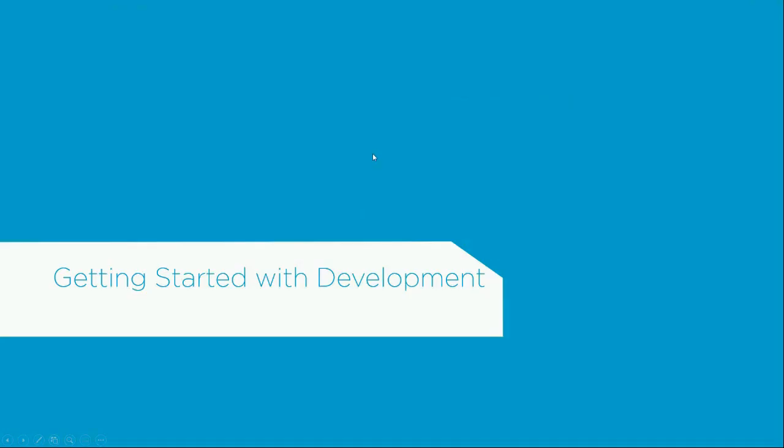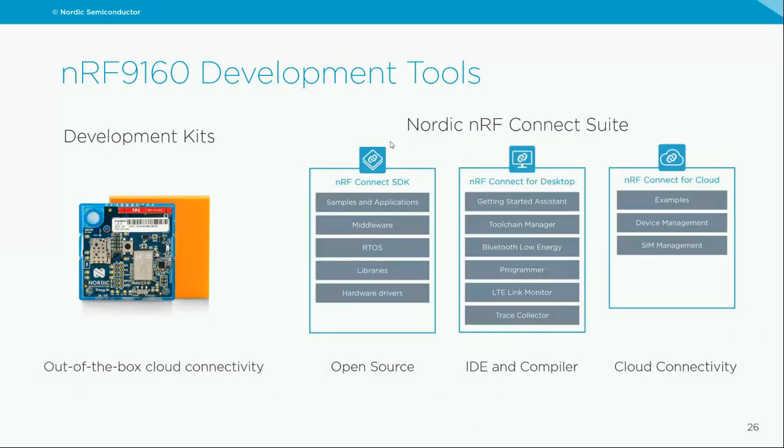So with that, let's talk a little bit about development tools and status on the certifications before we go to the Q&A. So starting with development on the 9160, there are two key things that you need to have. You need a development kit. We have two kits today that come preloaded with firmware so that you can, out of the box, get cloud connectivity without having to write any software or compile a single line of code.